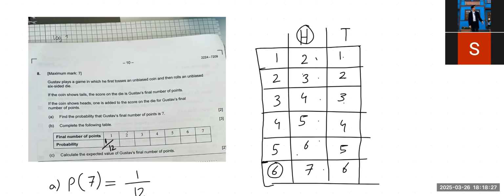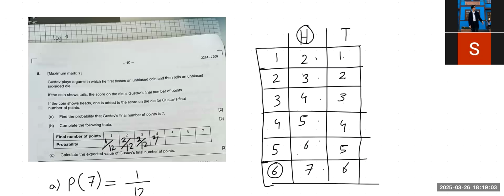Similarly, what's the final probability of getting a total of 2? 2 over 12. Exactly. What's the final probability of getting a 3? Not just 2, 2 over 12. Exactly. Probability has to be between 0 and 1. It cannot be 2. What's the probability of getting a 4? 2 out of 12. Exactly.